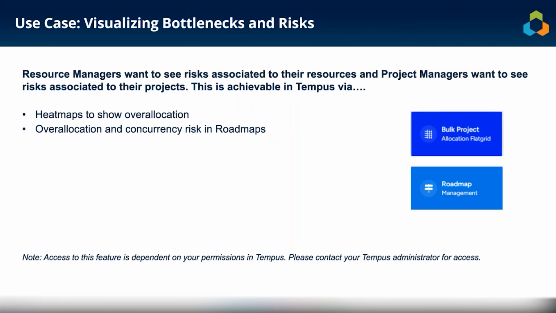Hello, everyone. In today's video, I'm going to be walking through visualizing bottlenecks and risks within Tempus. The specific use case here is resource managers want to see the risks associated to their resources, and similarly, project managers want to see the risks associated to their projects. This is achievable in Tempus through heat maps to show overallocation, as well as showing risks. There are overallocation and concurrency risks that you can show within roadmaps.